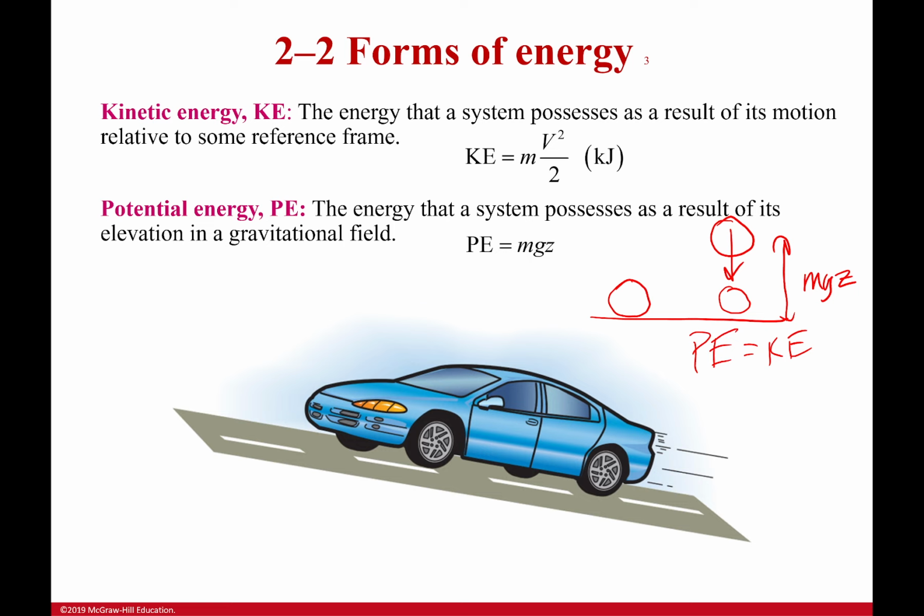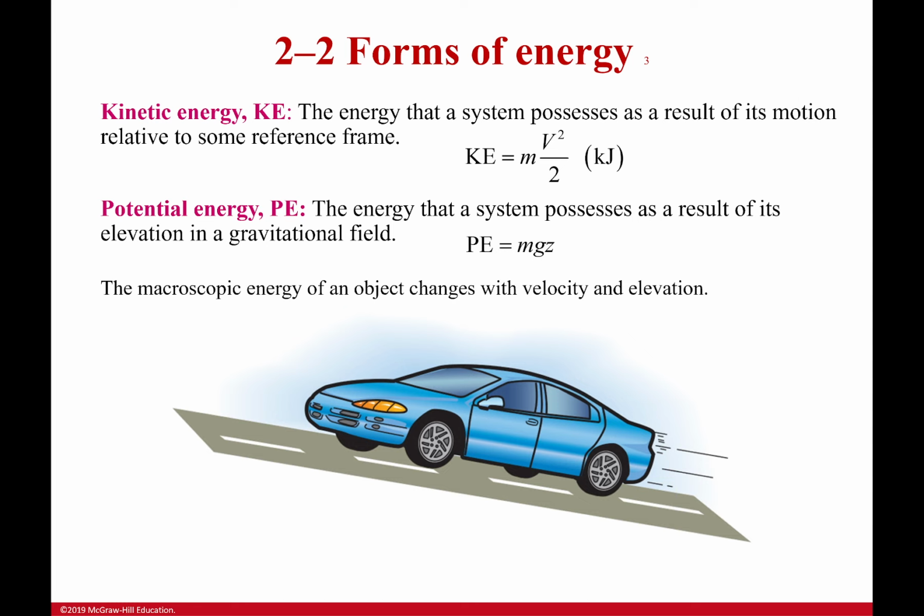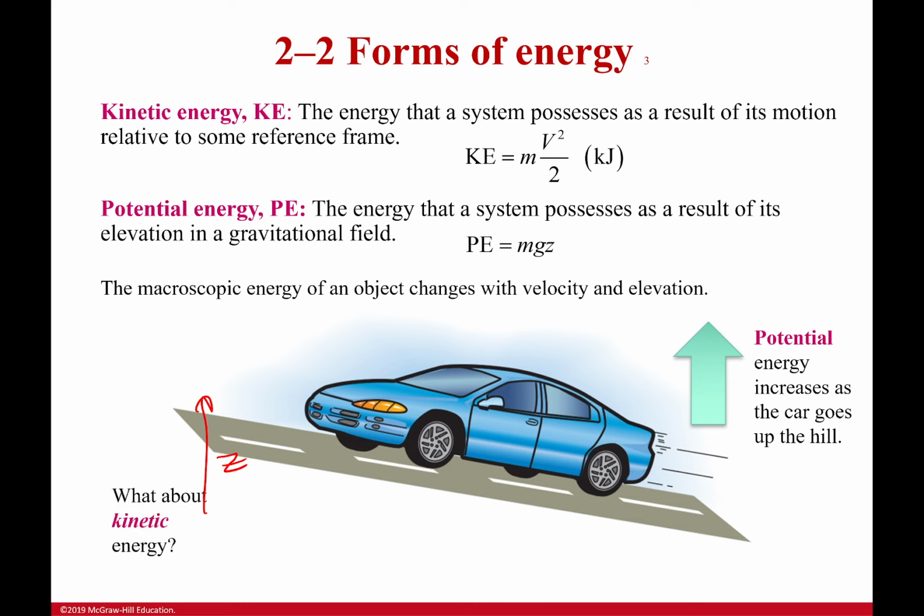Pretty cool stuff. So now let's look at this car right here and think about this situation. As the car goes up the hill, its potential energy is going to increase. Why? Because it's going up a distance z. Now, what about its kinetic energy? Its kinetic energy, on the other hand, is going to be based on what the car is doing itself. It isn't based on how far it's moved. It's based on how fast it's moving, but the change is not based on how fast it's moving currently. The change is based on if it's changing.